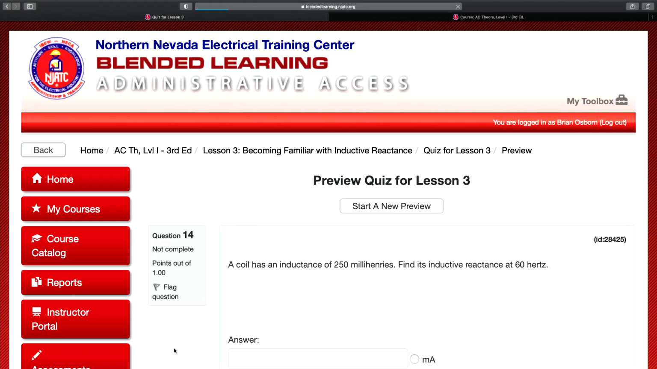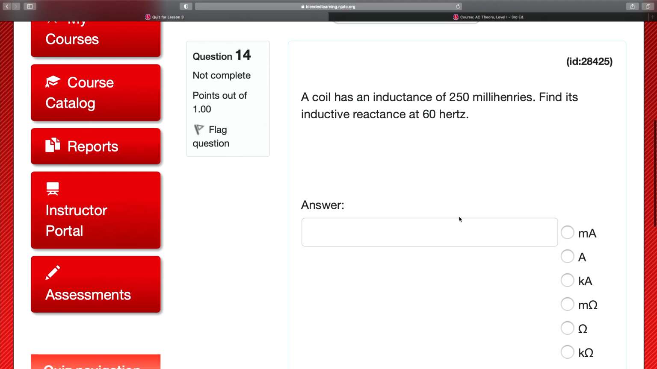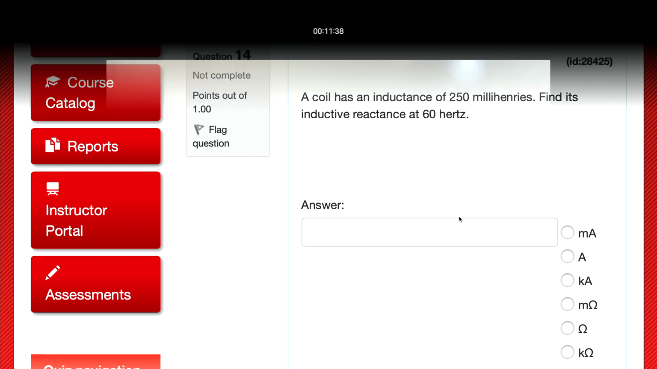All right. The next question is 14 that I want to take a look at with you. On question 14, they're asking: a coil has an inductance of 250 millihenries. Find its inductive reactance at 60 hertz. So again, they're looking for inductive reactance.